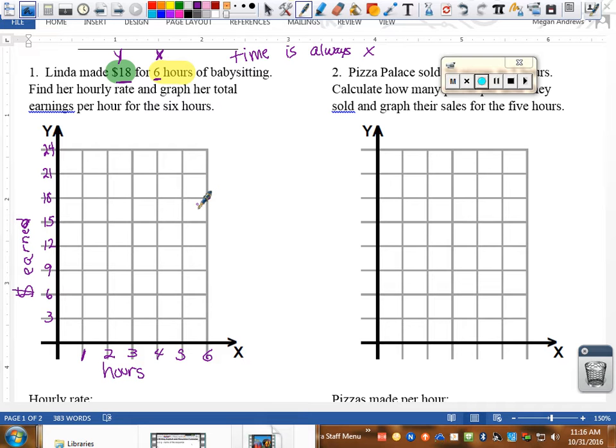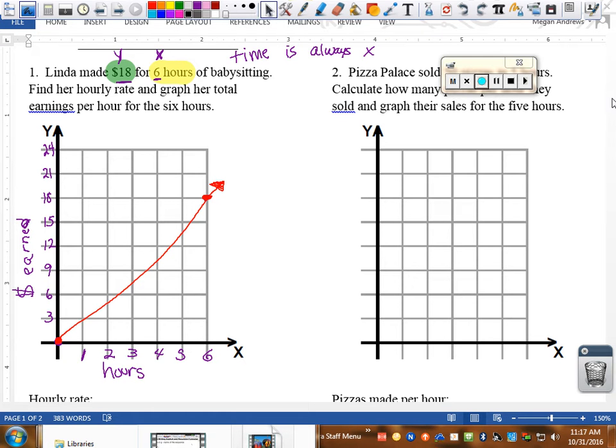Now we need a second dot because this is a line. Well, the easiest one is if she works no hours, she gets no money, and that doesn't come out very well, so I'm going to switch to red here. Okay, so we've got these 2 dots. No hours, no money, or 6 hours, $18. And we're just going to connect these dots. Okay. So there's your graph.